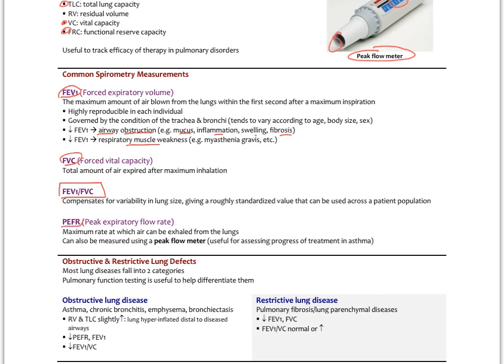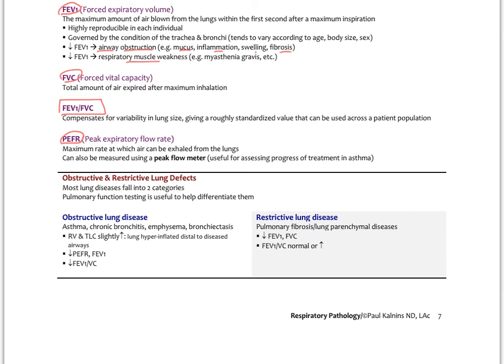Peak expiratory flow rate, again, this can be measured with the peak flow meter, and this is the maximum rate at which air can be exhaled from the lungs. So that would be from the peak flow meter, which might be helpful to have in your office. They're pretty inexpensive to get, and if you work with a lot of asthma patients, maybe have one on hand. The spirometry is a bit more expensive, and that needs more specialized training.